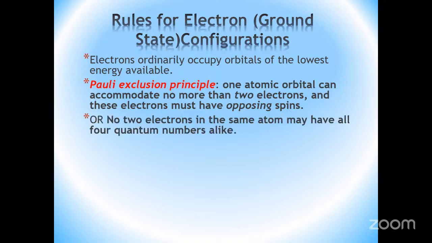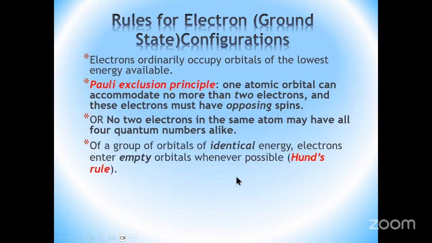And there's another way of expressing it right here. No 2 electrons in the same atom may have all 4 quantum numbers alike. So that's just another way of expressing Pauli's exclusion principle, which must be obeyed when you're trying to determine the electron configuration of the atom.